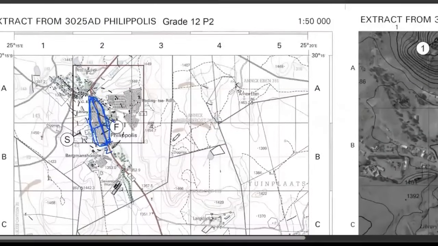Situational. We are looking at the relationship of this settlement in relation to the surrounding environment. What could have influenced the development of Philippolis in this particular area? We try to look at the surrounding environment and see if there are any other factors related to the settlement which might have favored the situation of this particular settlement.